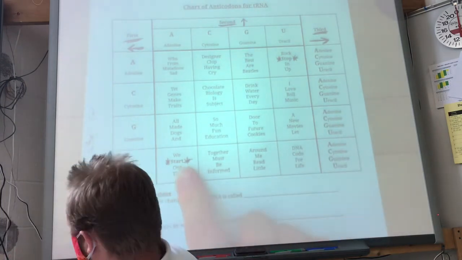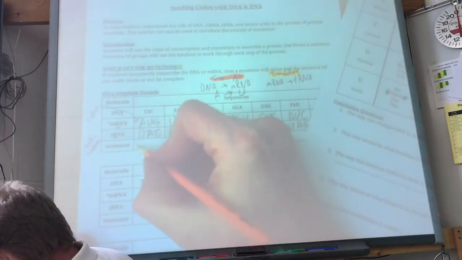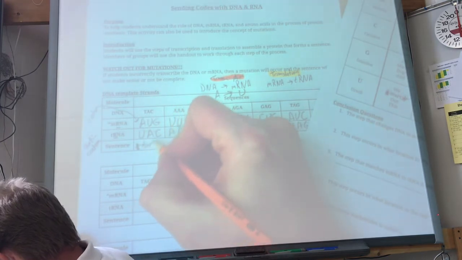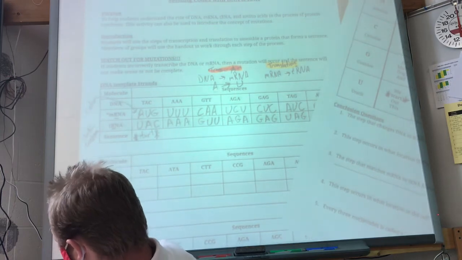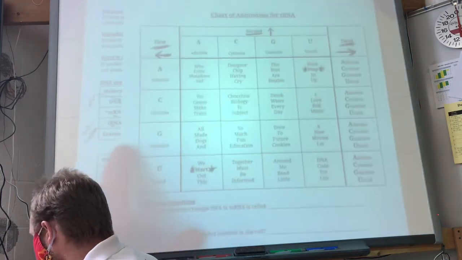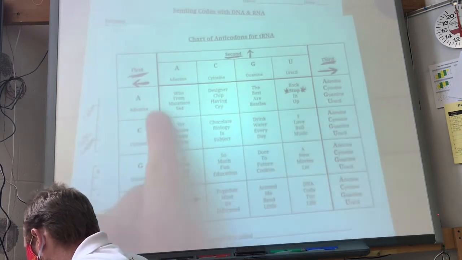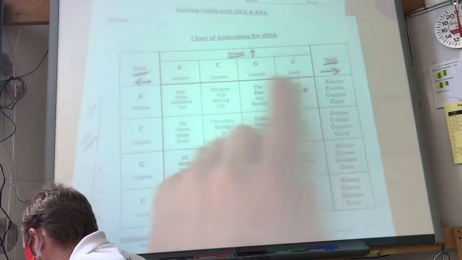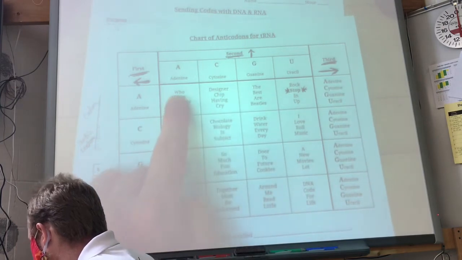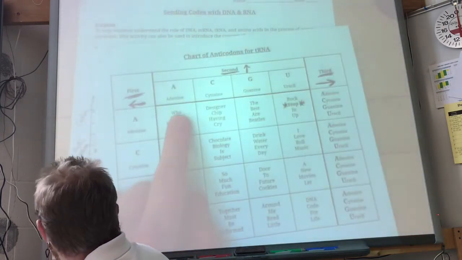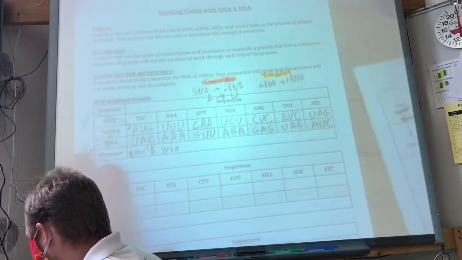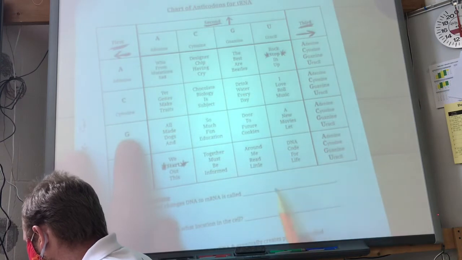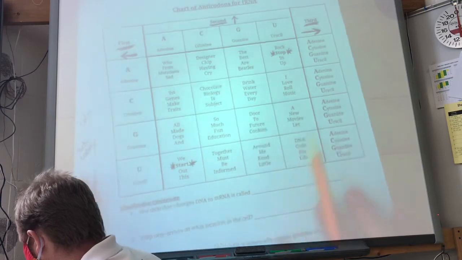UAC, the first thing in our sentence, is really saying, let's start our sentence. We're going to start writing our sentence. What does AAA code for? Well, here's an A, so that's my row. The second letter is the column of A. The third letter gives us the word who. G, U codes for the word, I'm sorry, let.